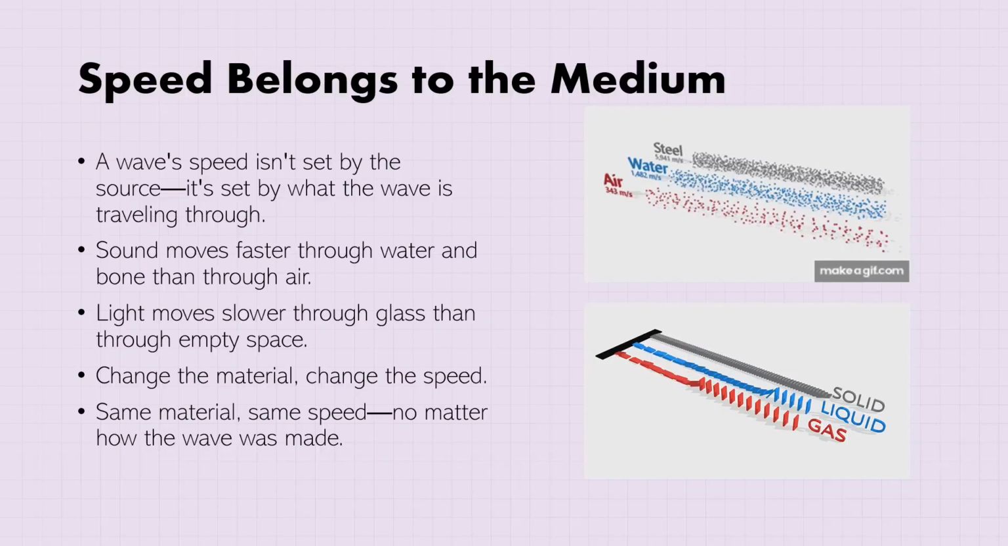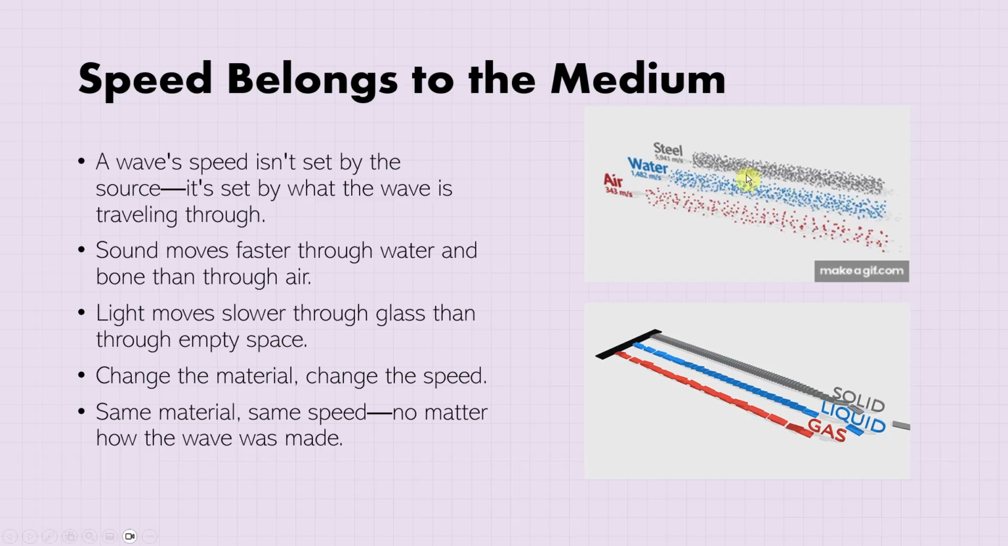A wave's speed isn't set by the source of the wave. It's set by what the wave is traveling through. So I can send the exact same wave into air, water, and steel, and they're all going to have a different wave speed, because it's dictated by the property of the material, not the wave itself. So sound moves faster through water and bone and steel than it does through air.